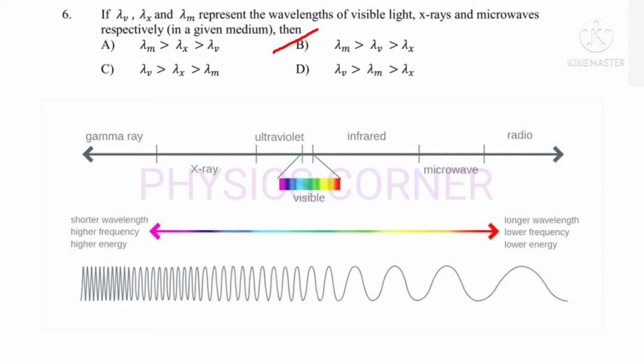Region with shorter wavelength is given in the left side, and in the right side you can see longer wavelength region. Okay, so you have to remember this order.